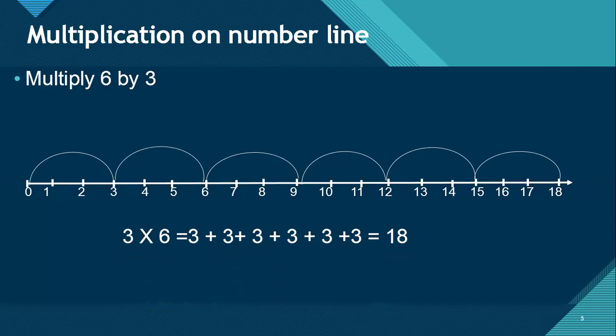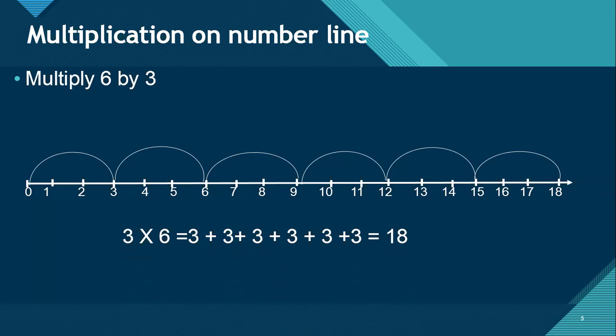That is 3 plus 3 plus 3 plus 3 plus 3 plus 3, that is 6 times, that is 18. So on the number line we will jump from 0 to 3 first. That is the first addition. The second addition is from 3 to 6, and the third from 6 to 9, then the fourth from 9 to 12, then 12 to 15 is the fifth addition, then the sixth addition of 3 is from 15 to 18.